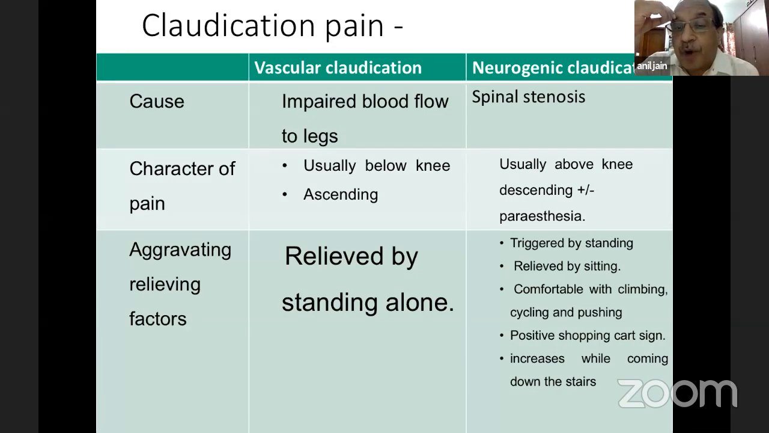And that is the positive shopping cart sign, where the person is comfortable moving a shopping cart while bending forward. That is why when you ask these patients to climb up, they feel pain, and when you ask them to come down, they are relieved, because in all such positions they walk bending forward. So all those activities done bending forward cause no pain. However, any hyperextension or any standing aggravates their pain.